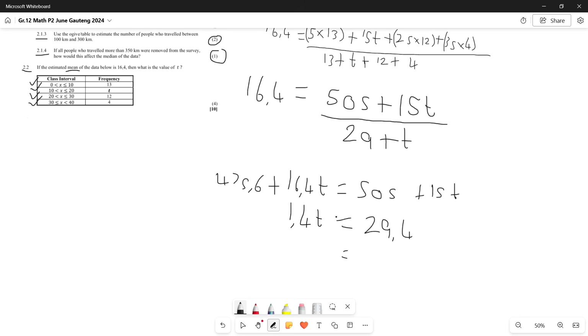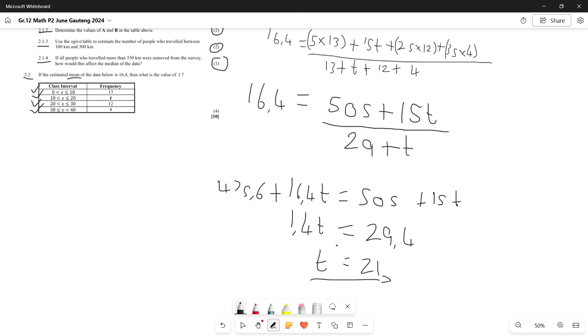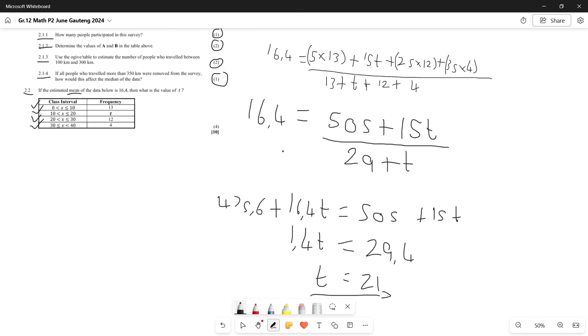So last thing, taking this 1,4 over, we're going to go 29,4 divided by 1,4. And our final answer for t is 21. Okay. And with that, we just solved the value of t, just like we would an algebraic equation, but in the context of stats using this formula. Okay. So that just earned us 4 marks over there and 10 marks for this whole section.